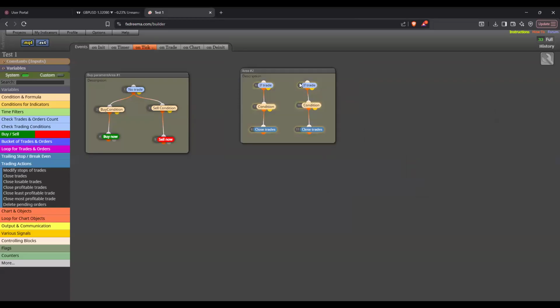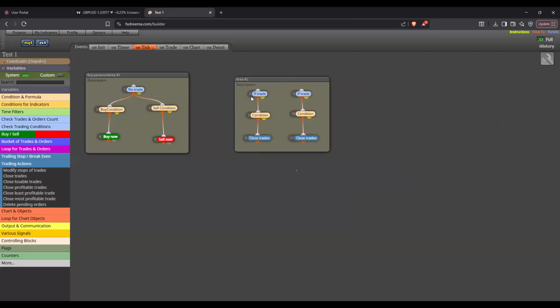I'm just going to create an area on top of it. And yeah, good. So now what we have is a situation where if there is no trade, it will check the buy condition. If the buy condition is met, it will buy. Otherwise, it will check the sell condition. If the sell condition is met, it will sell. Now, whether you buy or sell, it will not use the stop loss. It will just open using a fixed lot size.